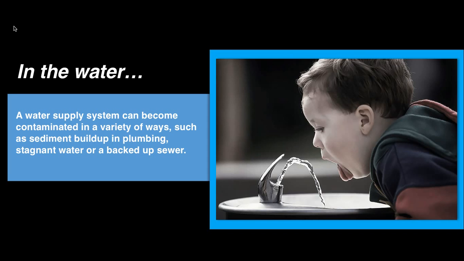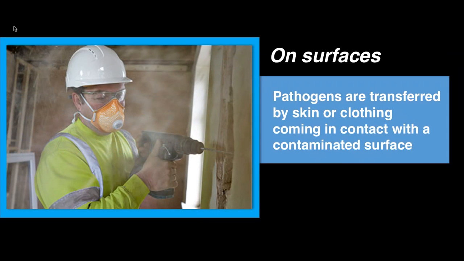Pathogens can be in the water. A water supply system can become contaminated in a variety of ways, such as sediment buildup in plumbing, stagnant water, or backed up sewer. Pathogens can be on surfaces and transferred by skin or clothing coming into contact with a surface that is contaminated.